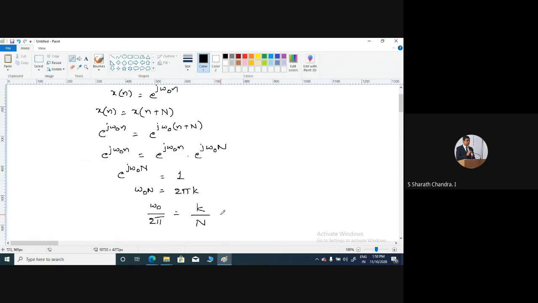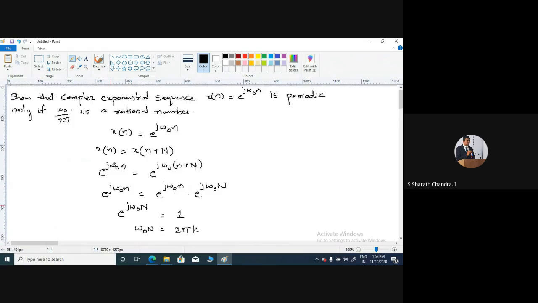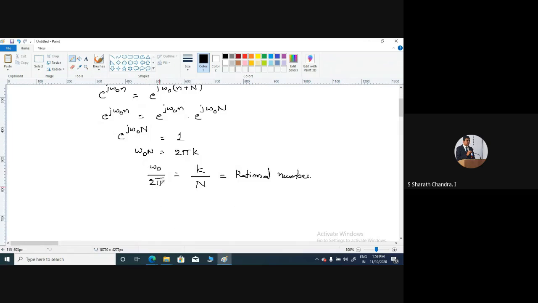Therefore, it is a ratio of positive integers, so I can say that omega naught by 2 pi represents a rational number. This is what we were asked to prove, and we have clearly shown that. I hope that now the complex exponential sequence x of n is equal to e power j omega naught n can be considered a periodic signal if and only if omega naught by 2 pi is a rational number.